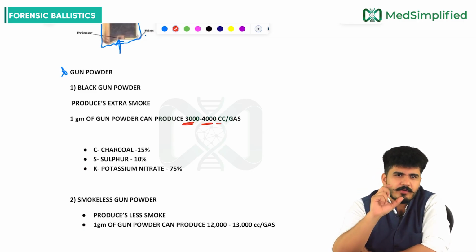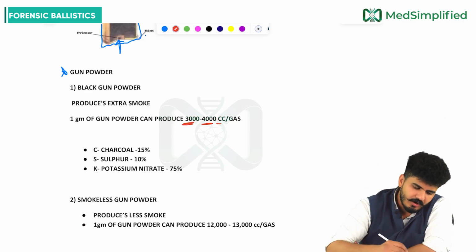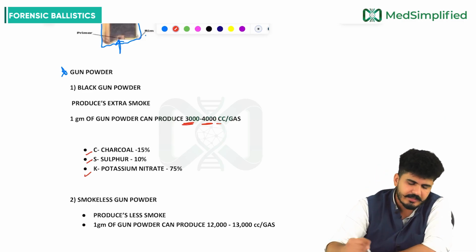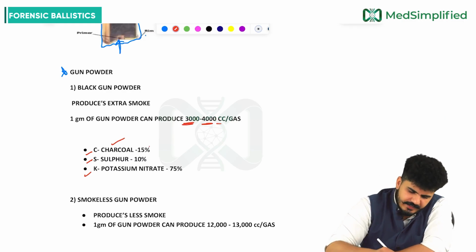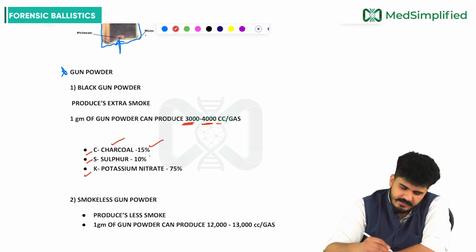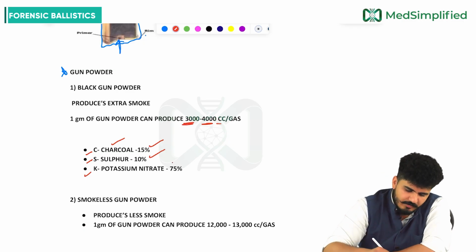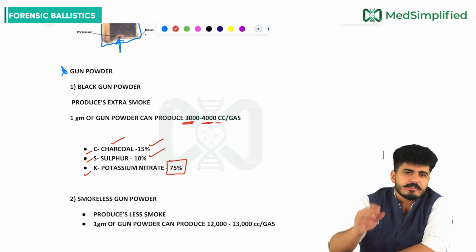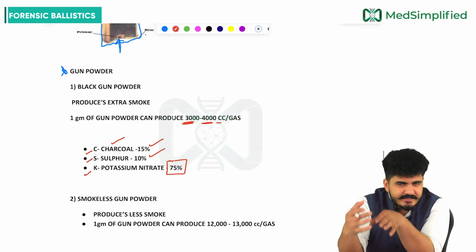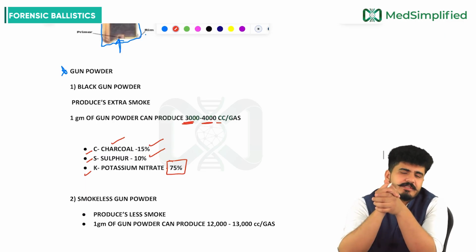Now what the black gunpowder is made up of is important right here. The black gunpowder is made up of CSK, Chennai Super Kings, my dear friends. C for charcoal, 15%. Then sulfur, 10%. Then potassium nitrate, 75%. So black gunpowder produces the extra smoke. Then 1 gram can produce 3000 to 4000 cc gas.